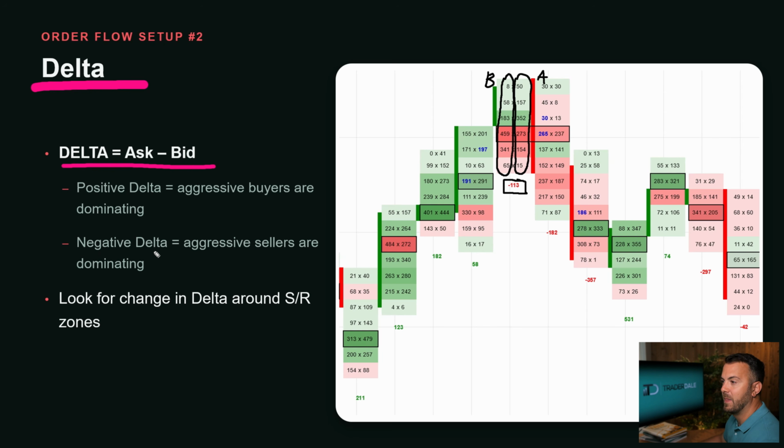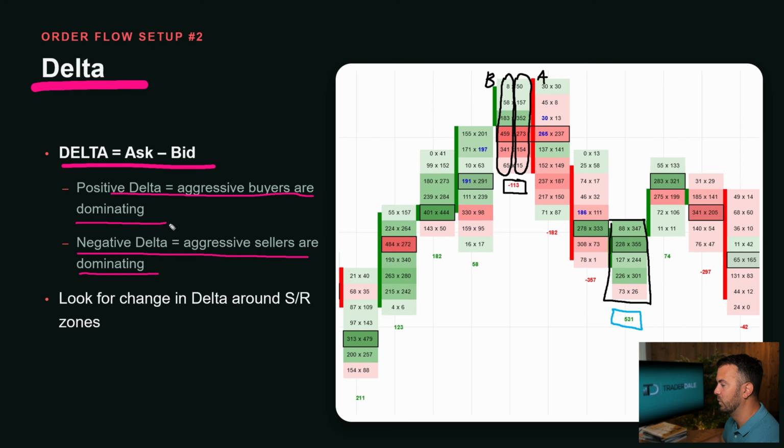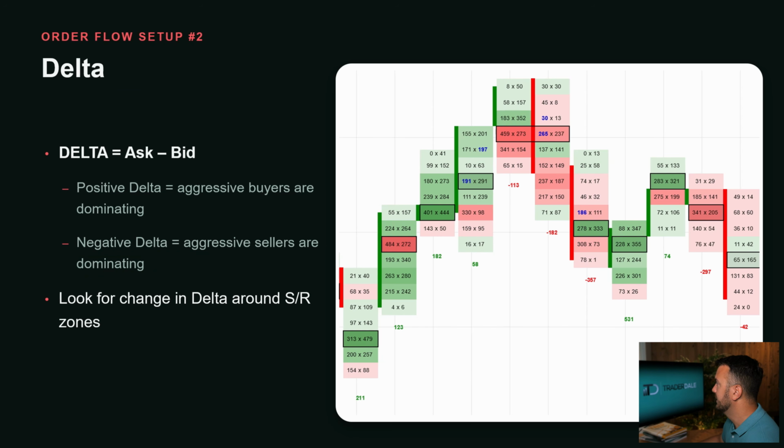Negative delta means that in that footprint, aggressive sellers were dominating. If we have a positive delta, like in here, 531, then it means that in this footprint, aggressive buyers were dominating, right? This is essentially what delta is telling us. And what this setup is all about, you want to look for a change in delta around support or resistance zones. So let me do a little drawing again.